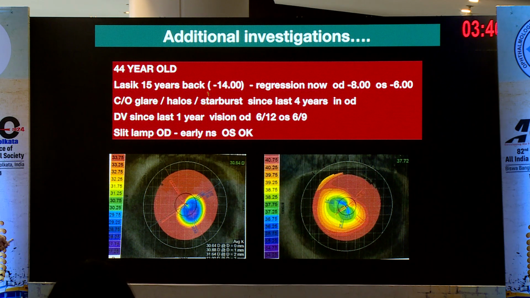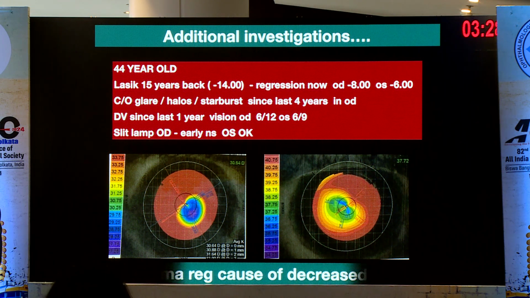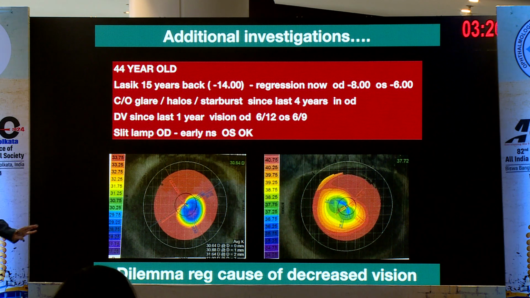Sometimes you need additional investigation. This was a patient who had a LASIK about 15 years back, had a regression, and was complaining in the right eye of glare and halos. But in the last 1 year, he further had a decrease in vision. On slit lamp examination, he had early nuclear sclerosis. You see the right eye map and the left eye map both show a slight decentered ablation. Now, the dilemma is, what is causing the decreased vision?